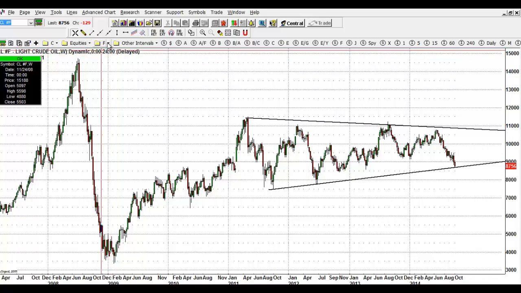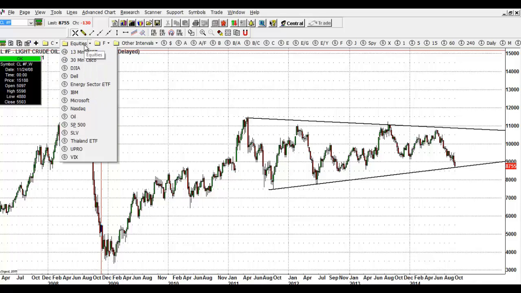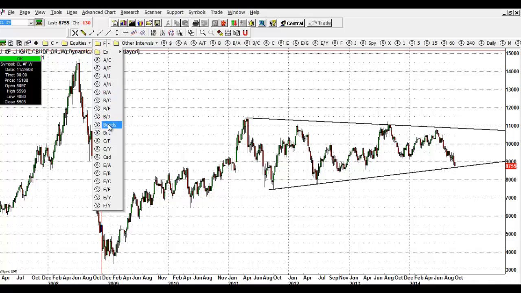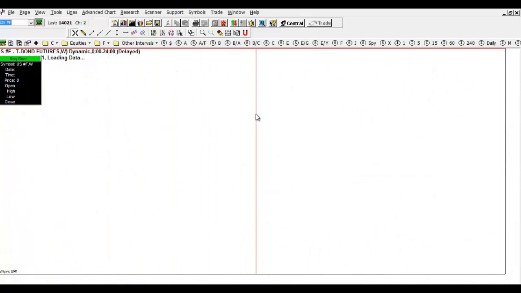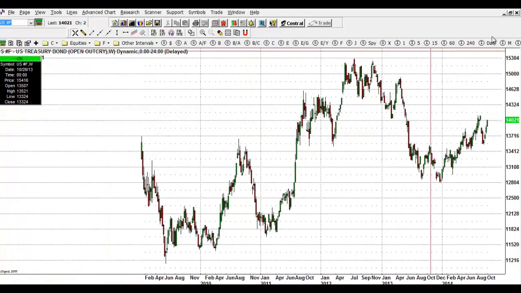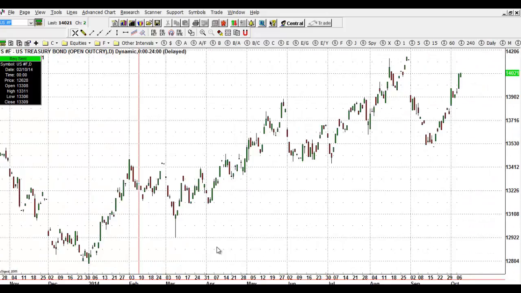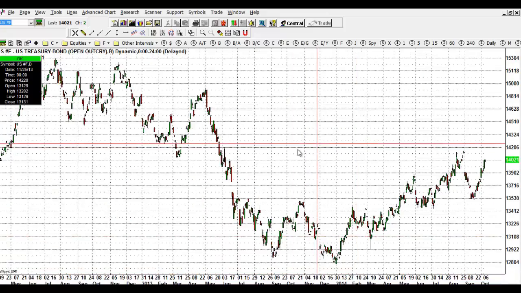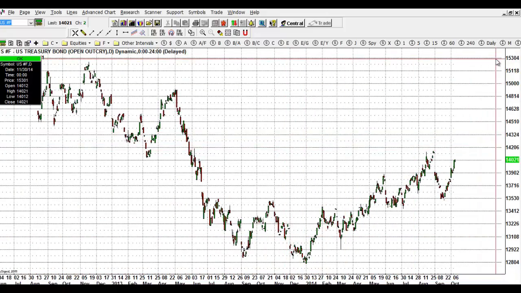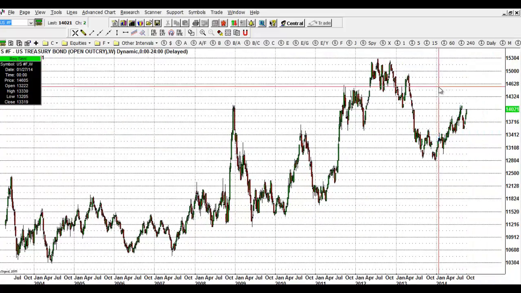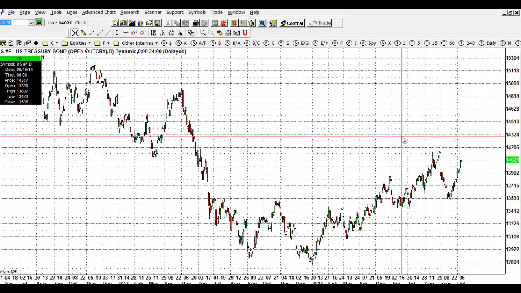Another market of interest, we're going to take a look at the 30-year bond market. And we see that bonds are attempting to rally again. So that is something we will keep an eye out on in terms of a market that is possibly looking to start trending. So that's exactly what's happening in the markets, and I hope you enjoyed the video.